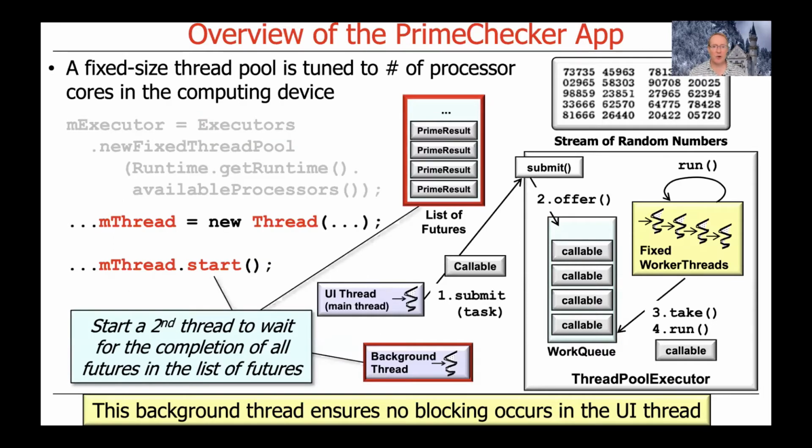We also define another thread. We have a second thread that runs in the background, and it's going to wait for all the futures to complete as the operations are run in the pool of threads in the fixed-sized thread pool. So we use this background thread to ensure that the user interface thread doesn't block. And that's very important because in modern GUI platforms like Android and iPhone's iOS and JavaFX or whatever thing you use to write GUI programs, the user interface thread typically can't block for any length of time because that makes the user interface non-responsive, which is bad.